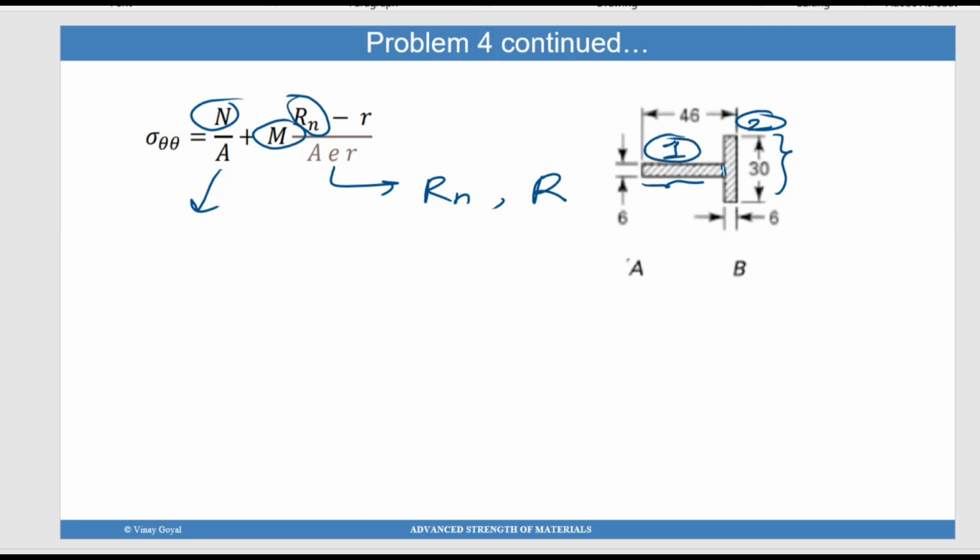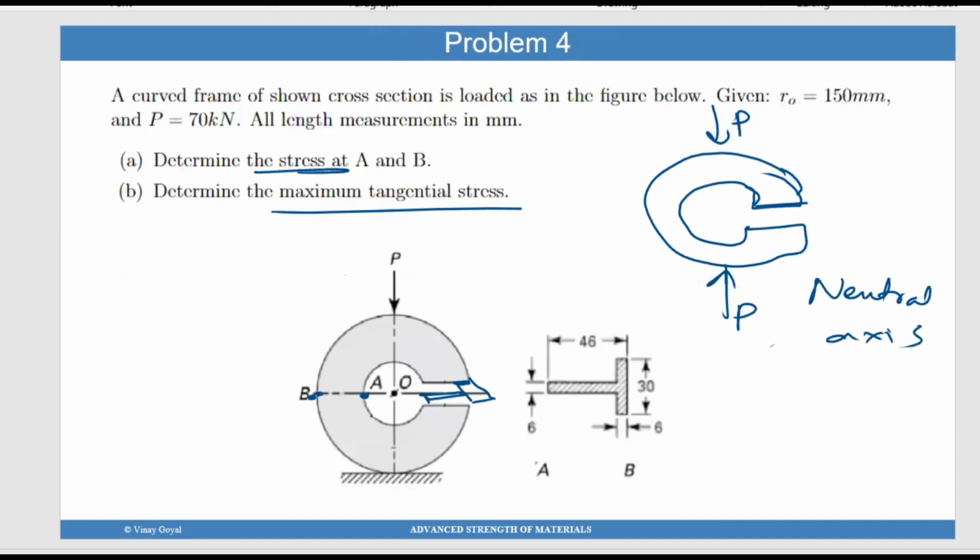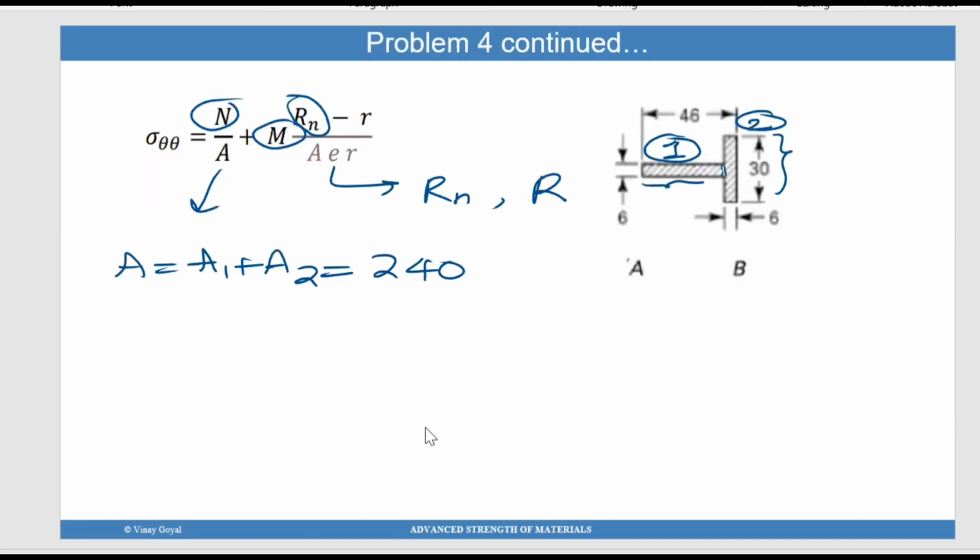Okay. So area A is going to be simple. It's going to be A1 plus A2. This is 40, right? If this entire thing is 46, this part is 6, then this is 40. So 40 into 6 is 240. I'm assuming the units are all going to be in millimeter, so into 10 raised to minus 6 meters square. Plus the area of this is 30 into 6, so it's 180 into 10 raised to minus 6 meters square. So I know what the area is, so capital A is known.